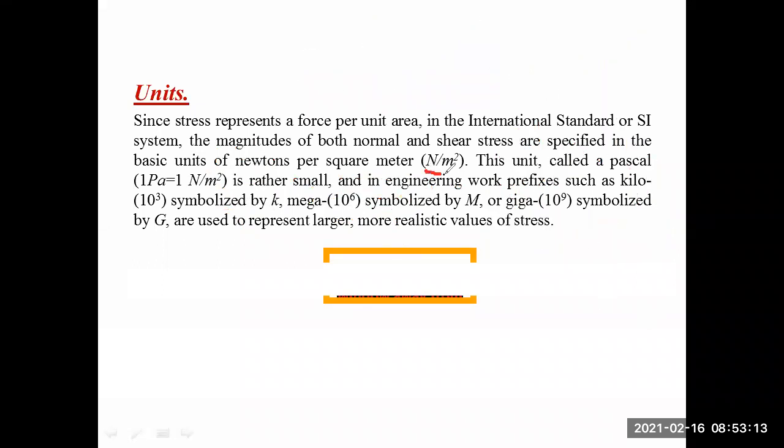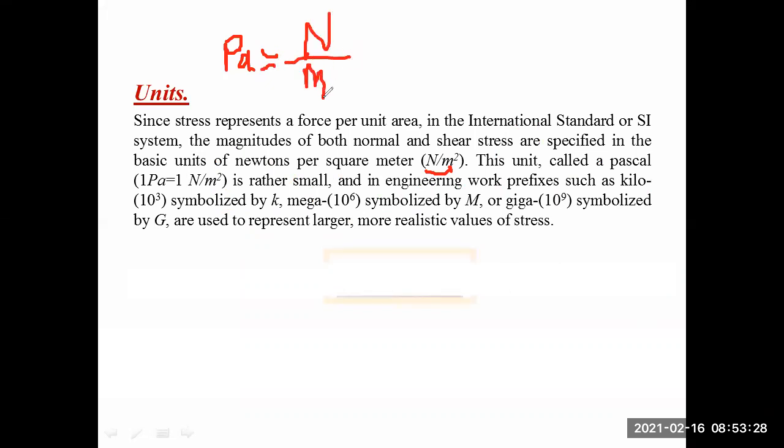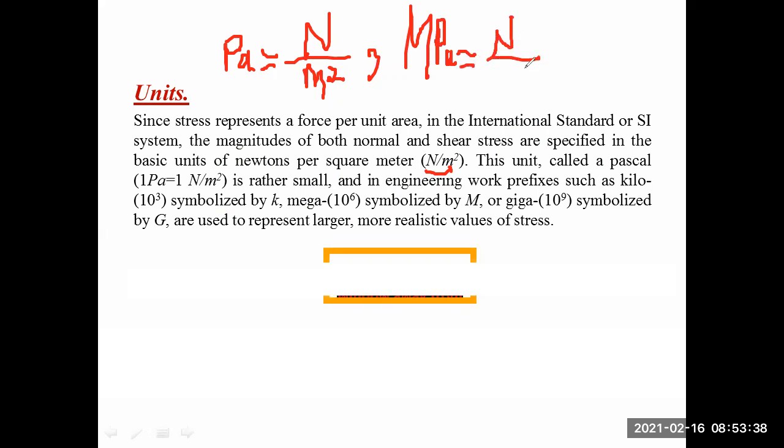Pascal is Newton per meter square. So megapascal is supposed to be Newton per millimeter square. One Pascal is Newton per meter square. Megapascal is supposed to be Newton per millimeter square, right?